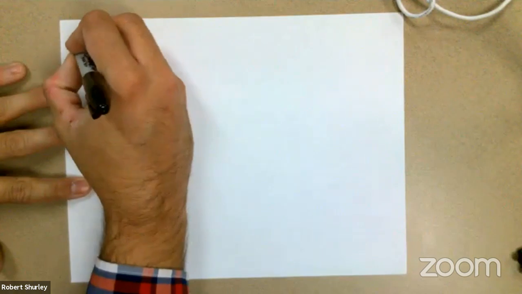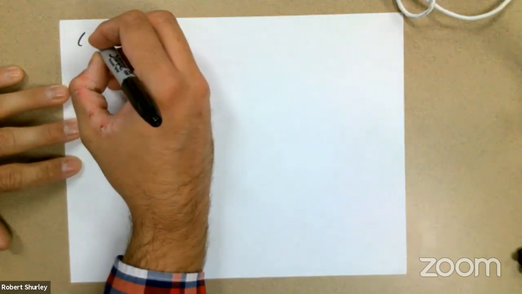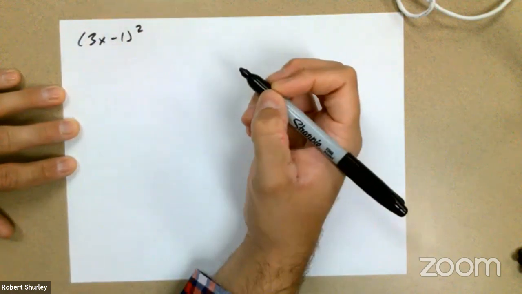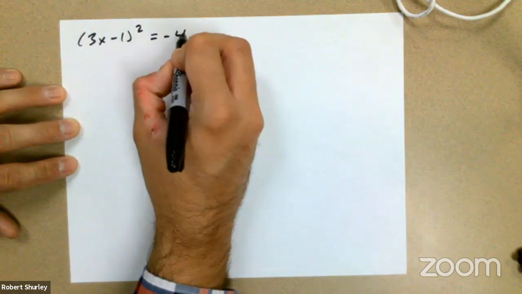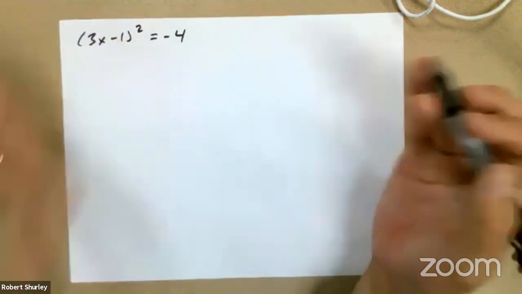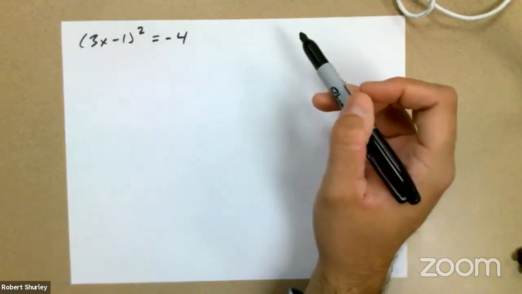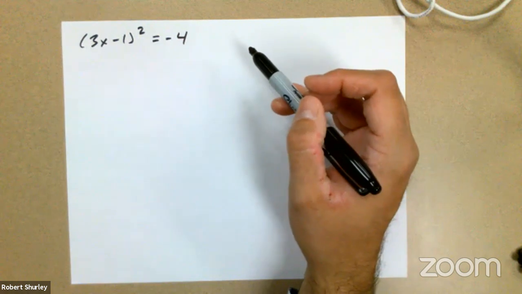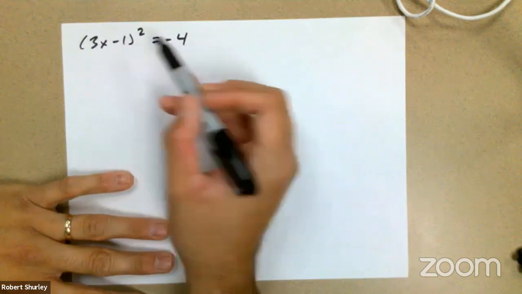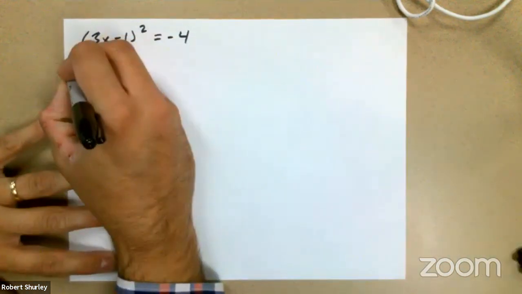So what if we had one that looked like this? I'm going to steal this from the book. 3x minus 1 squared equals negative 4. It's not that bad. The solving part, I can tell because there's a coefficient here. Solving part is going to be a few more steps. But let's go through this and solve it. I don't have to isolate the square. It's already done for me. Negative 4 is over here by itself. So I'm going to take the square root right off the bat.